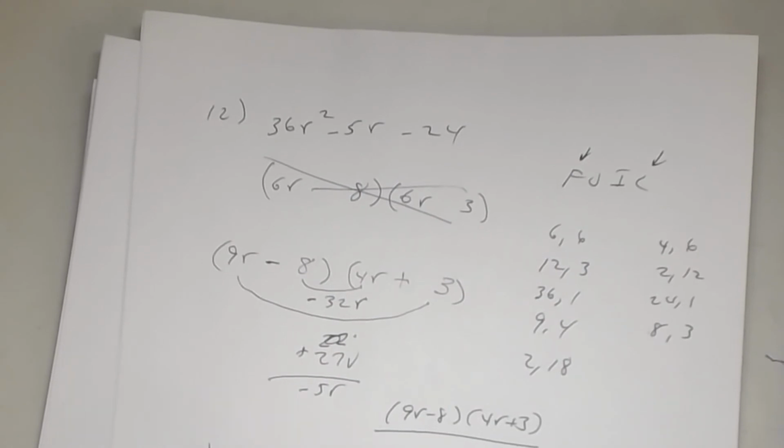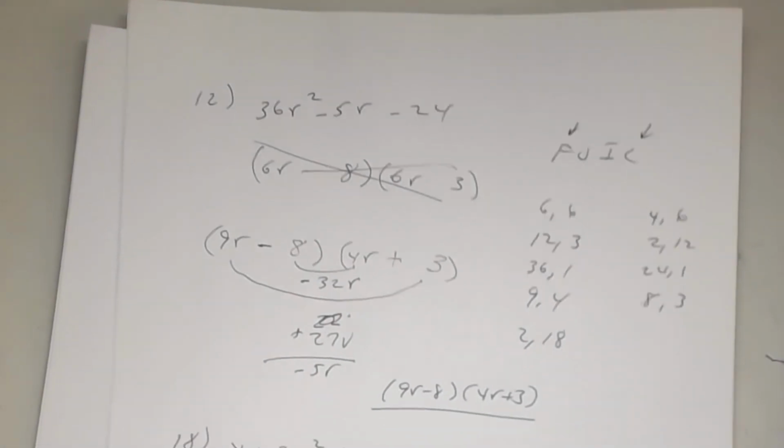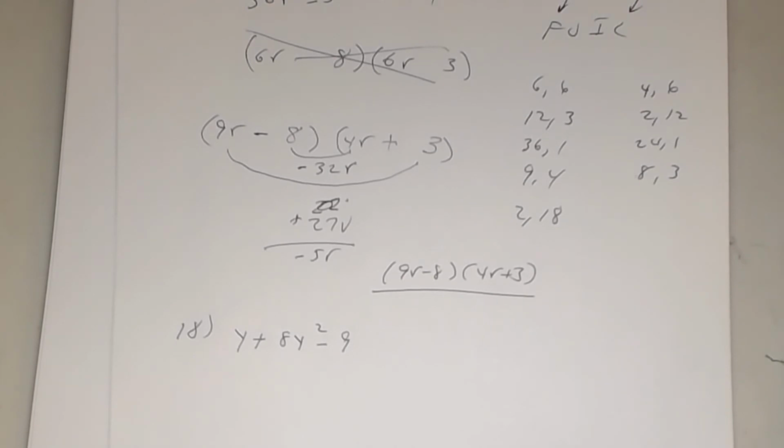So on my MyMathLab, and I don't think I have something like this on the worksheet, but you're going to see it on my MyMathLab. It's going to look like this: y plus 8y squared minus 9. And all the problems we've done, if you look at all those trinomials, all those polynomials, they were all in what kind of order? Descending order. Remember when you descend, you go down, meaning you go from larger exponent to smaller. It's not in descending order, so you need to put it in descending order first.